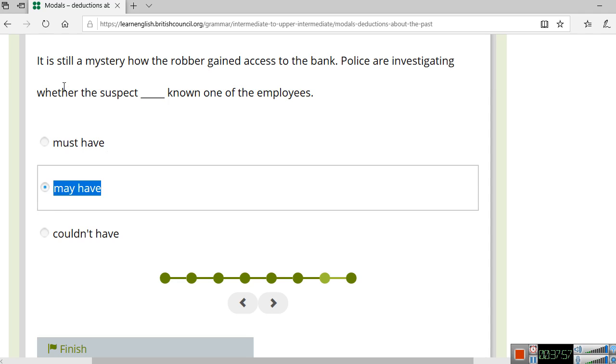In this case, we're dealing also with logic. So they don't have enough information about that. This is what Carolina is saying. And also we have the word whether, and this is telling us that there are two possibilities. The first one, whether the suspect knew one of the employees, and there is an implicit one. It's also possible that the suspect didn't know anyone. So when I'm not as sure about something, I use may have or might have.